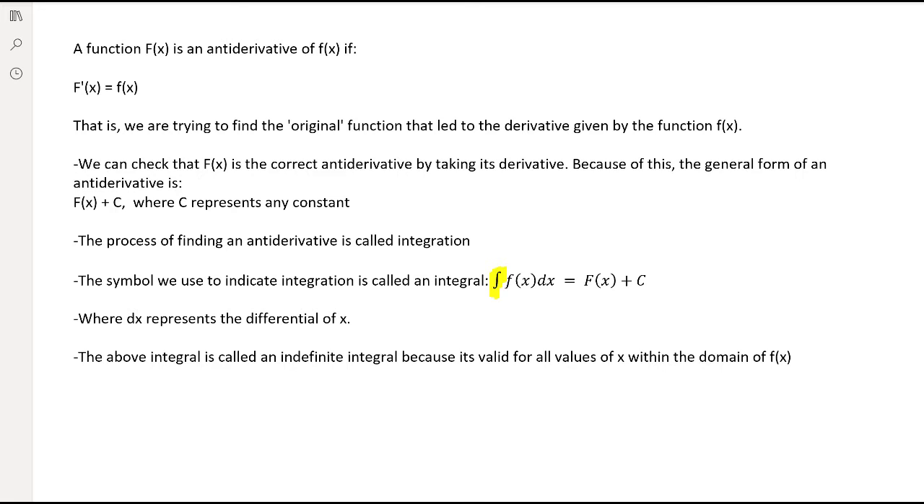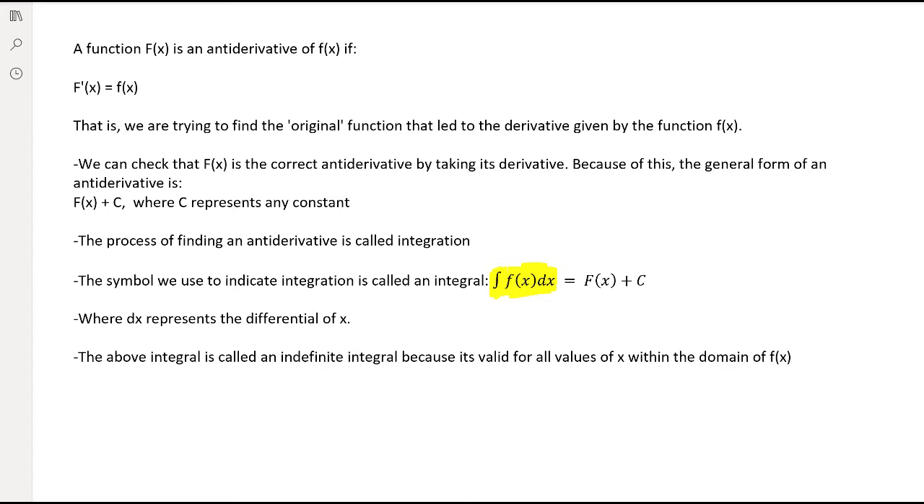And here is the form of the integration. You're going to be integrating f of x, and then you have your differential dx in your integral. If your function is a function of t, then you would have f of t dt. All we're saying here is that when we integrate the function of x with respect to x, we get back the antiderivative, which is big F of x plus some constant C.